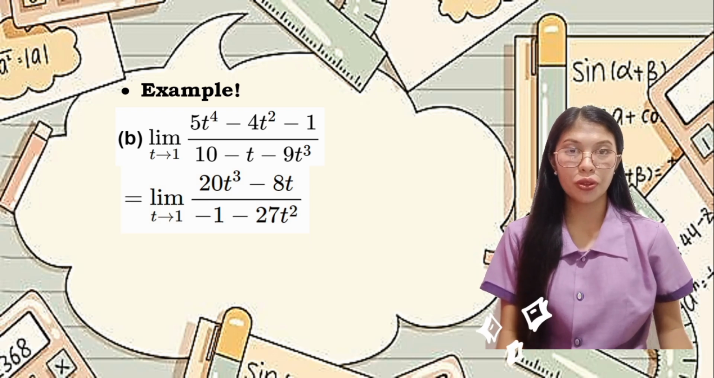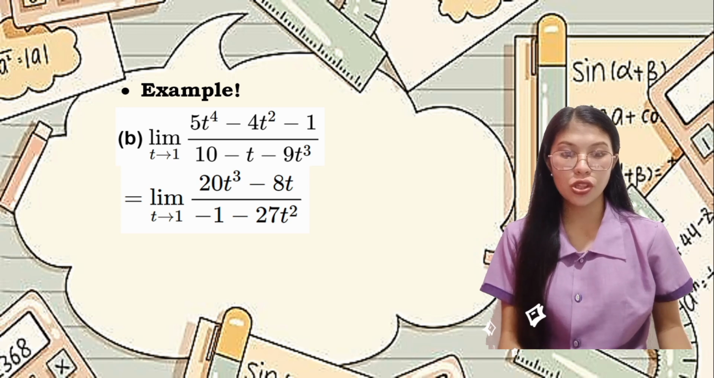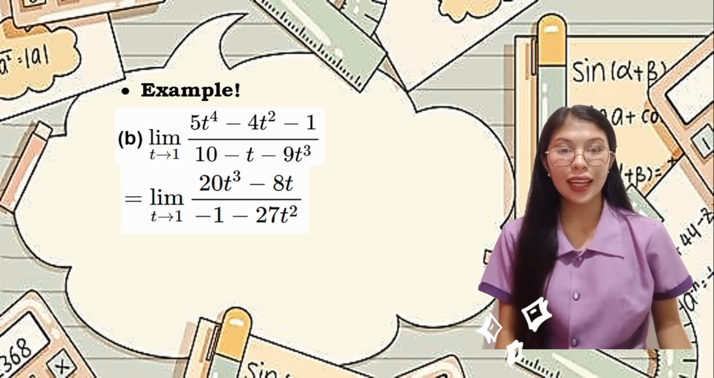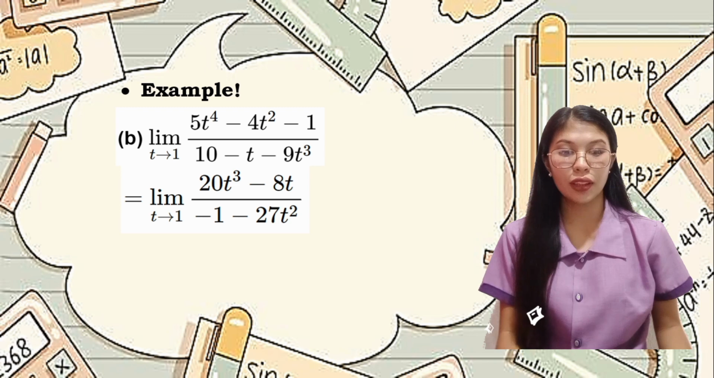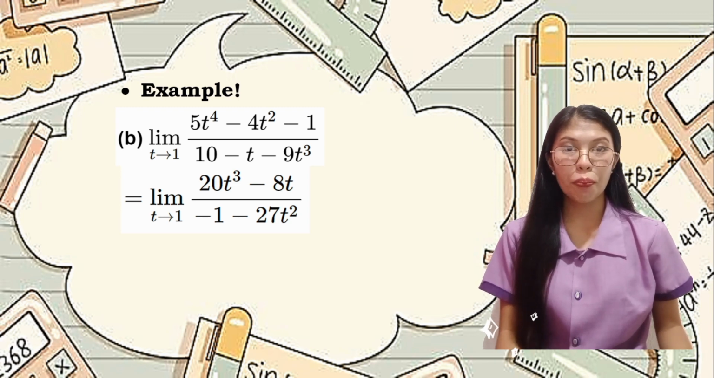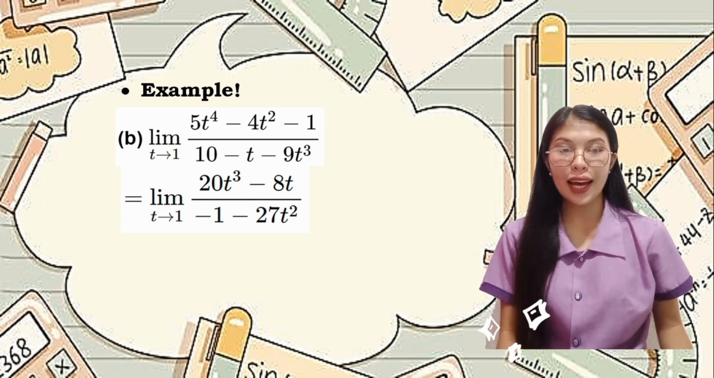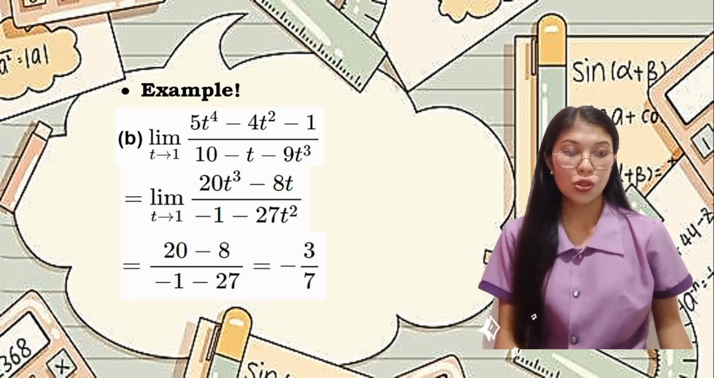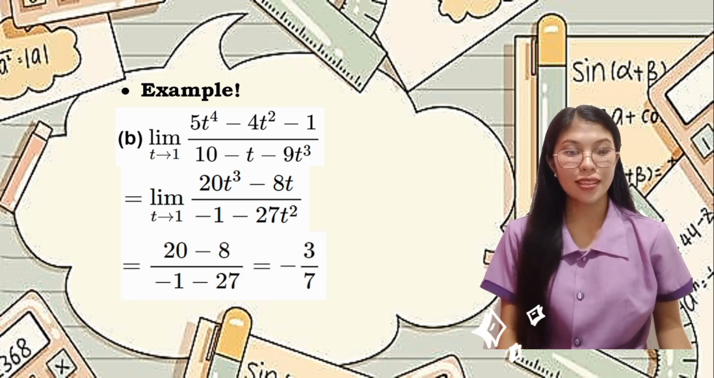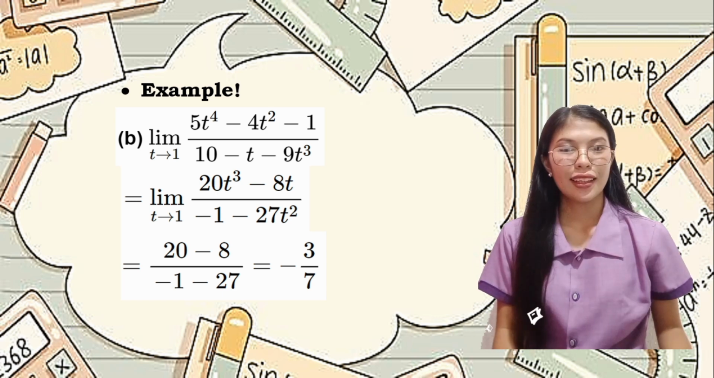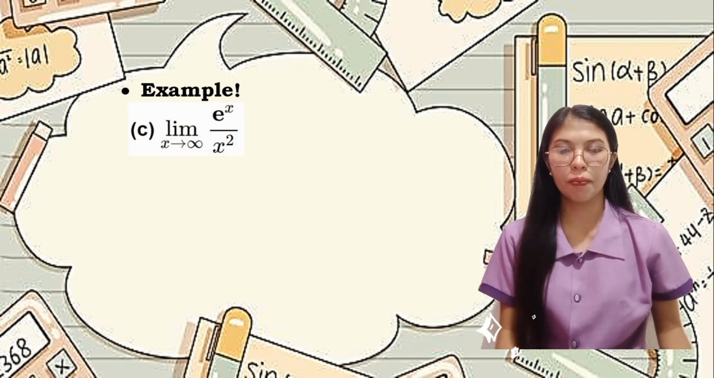We have to differentiate our numerator and denominator. So, we now have 20t cubed minus 8t all over negative 1 minus 27t squared. So, we apply the limit, that is t is equal to 1, and we have 20 minus 8 all over negative 1 minus 27. So, we simplify our answer and we get negative 3 over 7. Let's move on to our third example.